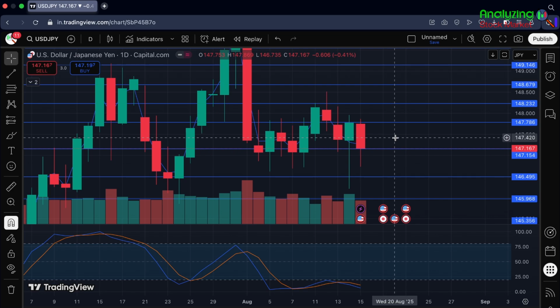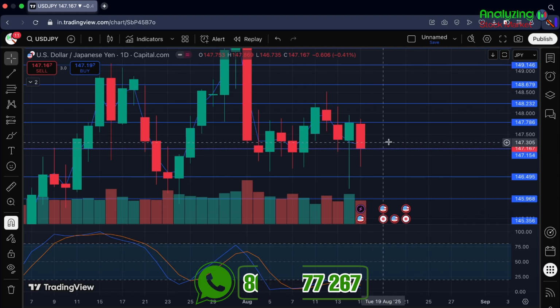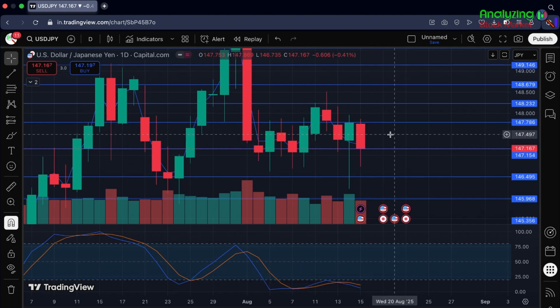So let's now talk about my opinion on USD JPY for this week. According to the previous week's closing, I'm expecting a negative move or a negative closing for the next week. I'm expecting a closing in this range, that is 146.495 to 147.154. Here this is a big sideways range, that is 147.154 to 147.786. If the USD JPY pair moves in this range for the week, then there is no trade in this range. I'm expecting a negative move.